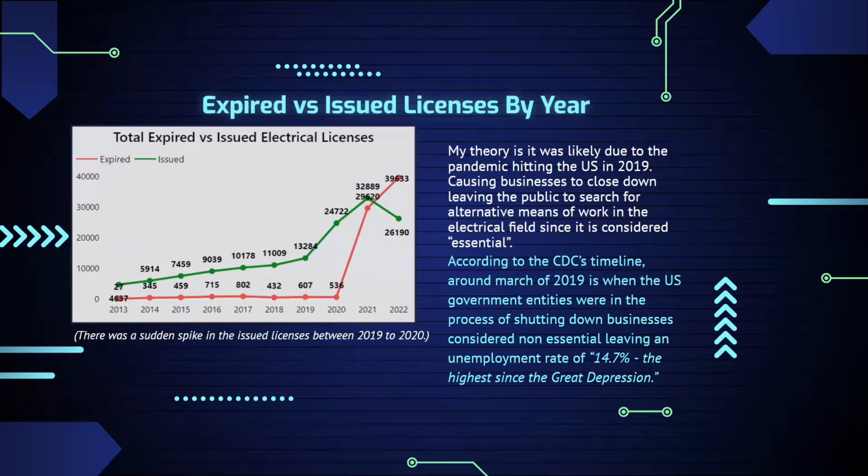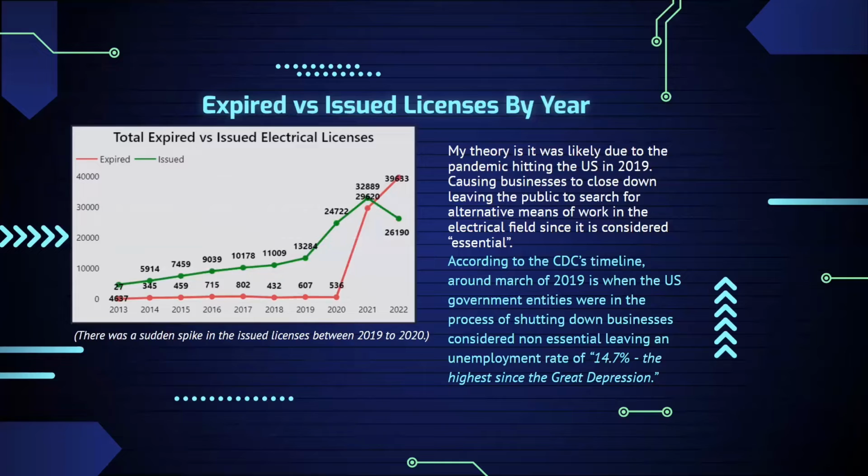But then when you go from 2019 to 2020, it's almost double the issued licenses. So it jumps from 13,284 to 24,722. Whereas the expired ones stayed relatively the same, with the same kind of fluctuation as the years prior. So 607 to 536.